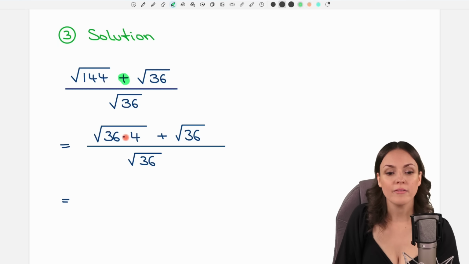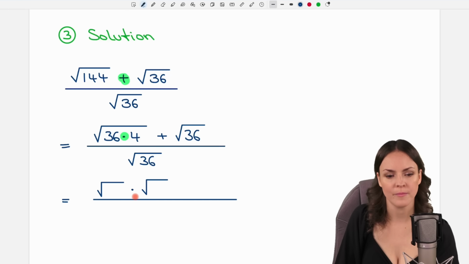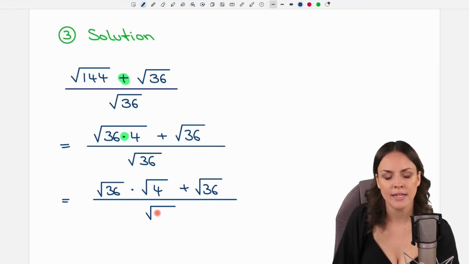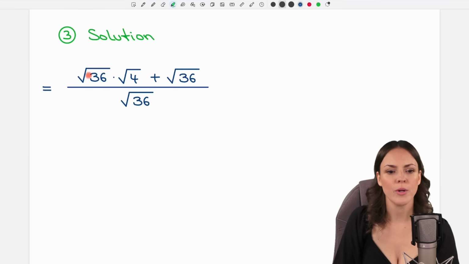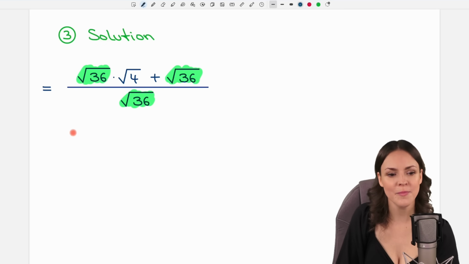And now we have a product in our square root, and we are allowed to write this one big square root as two separate square roots that are multiplied by each other. In our first square root, we have the first part, the 36, and in our second square root, we have the second part, the 4, and then we still have our square root of 36 here and here. So this is how our expression looks now. We have the square root of 36 here, here, and here.